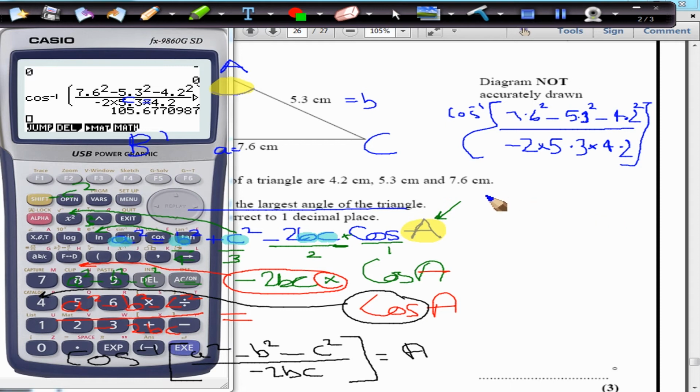So do you have to put the brackets? Not necessarily, but it's best to put them in. Is that right now, yeah?